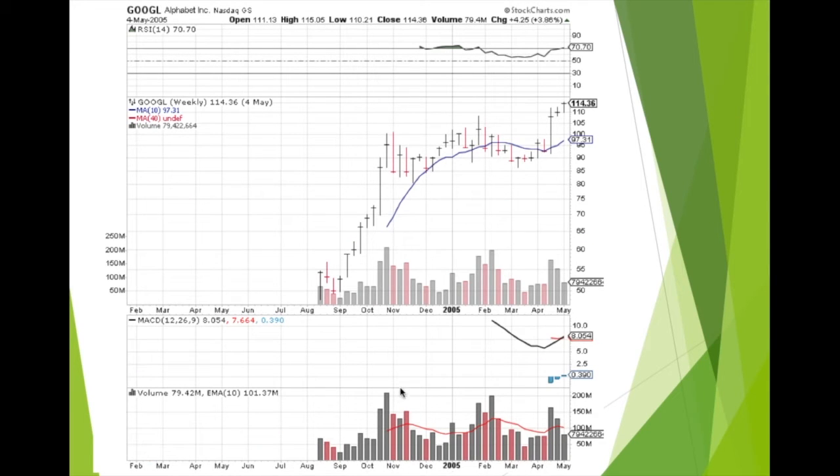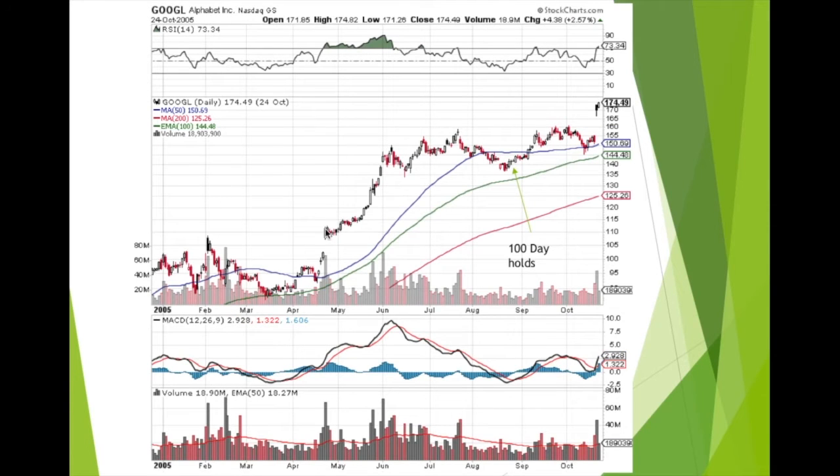Here's the weekly chart. You can see Google down here, a nice little base coming out of its recent IPO in August. And you see we're buying it in here. If you sell below the 50-day, you sell here. The 100-day is not breached, and you see it heads higher again. So you have to pick what type of trader you are.